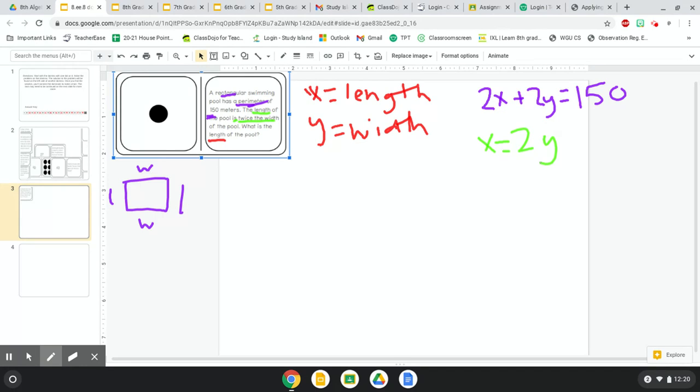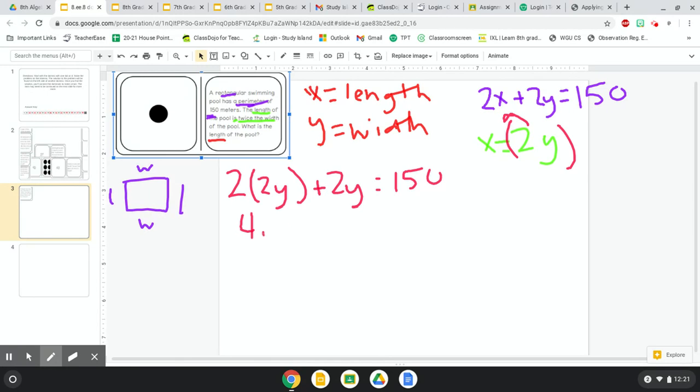I know my goal is to find out what the length is, but I can solve either by substitution or elimination, whatever I choose to do. I'm going to just do substitution because it's kind of set up for that already. Since I know that x is equal to this 2y, I can substitute that into my other equation. So I have 2 times x, which I know represents 2y, plus 2y equals 150. Now all I have to do is solve.